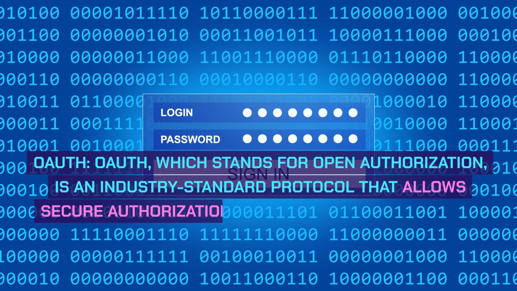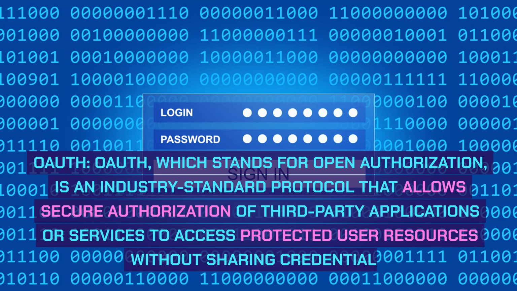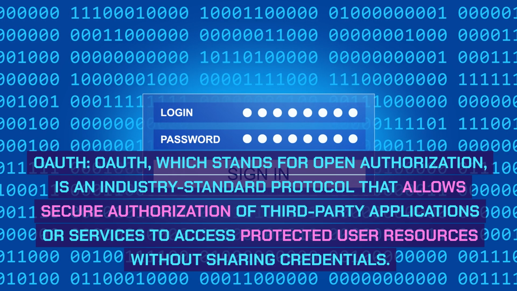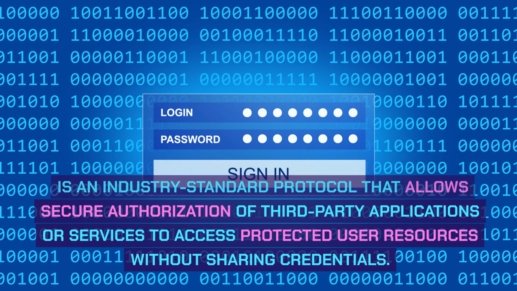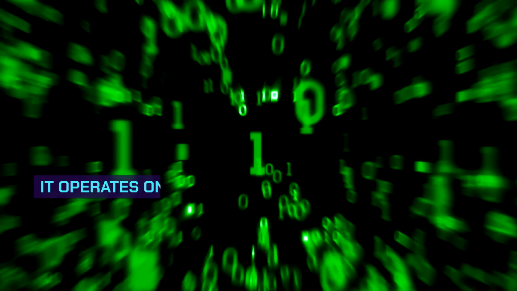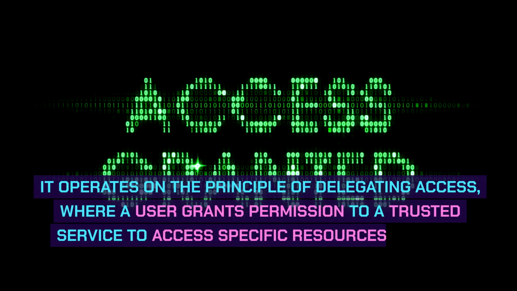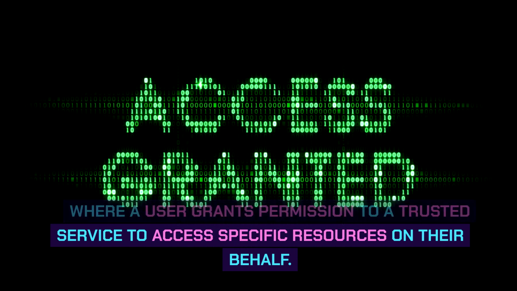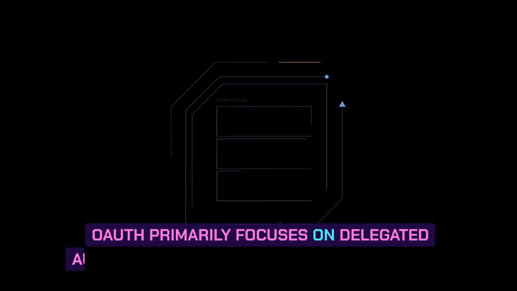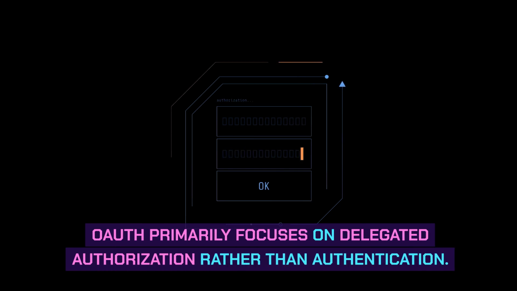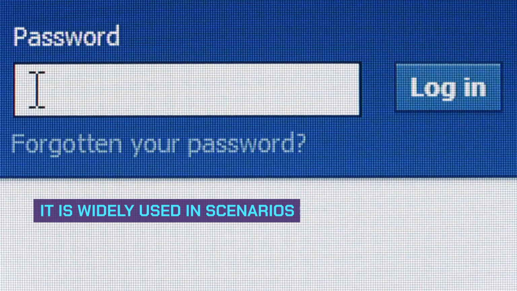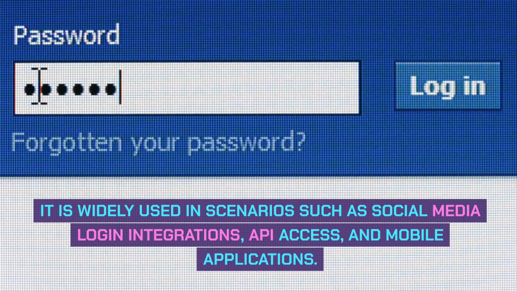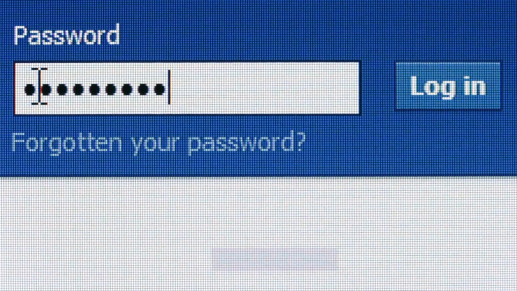OAuth, which stands for Open Authorization, is an industry-standard protocol that allows secure authorization of third-party applications or services to access protected user resources without sharing credentials. It operates on the principle of delegating access, where a user grants permission to a trusted service to access specific resources on their behalf. OAuth primarily focuses on delegated authorization rather than authentication. It is widely used in scenarios such as social media login integrations, API access, and mobile applications.